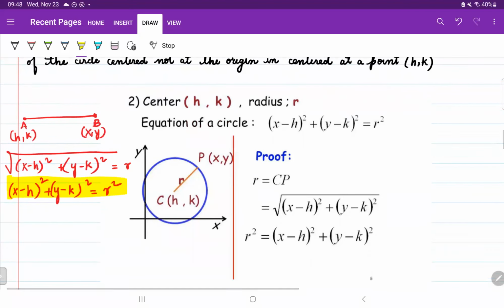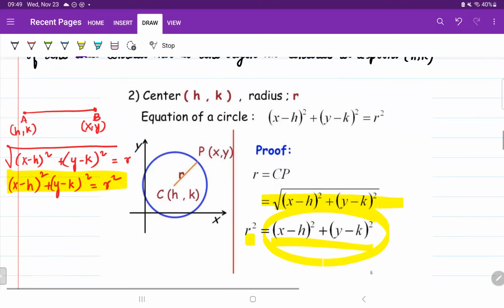As you can see here, that is the same thing where we did the distance formula here, where one of our points is x, y, and the other point is h, k. And then we square on both sides here, making it r square equals the thing that's inside the root.